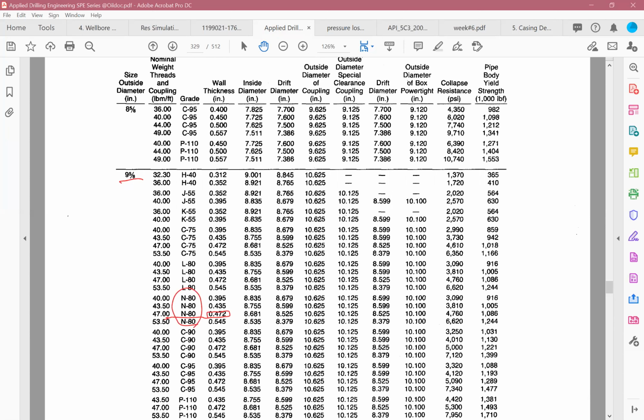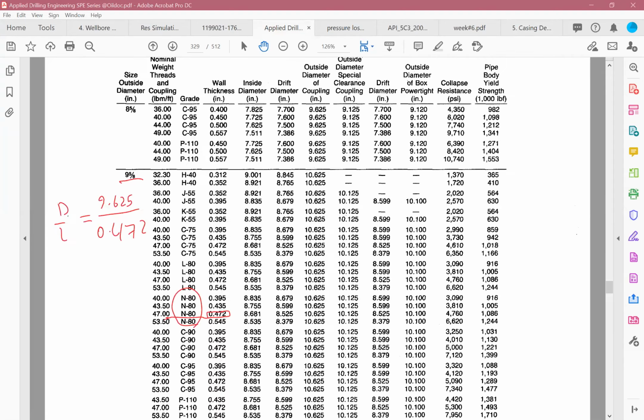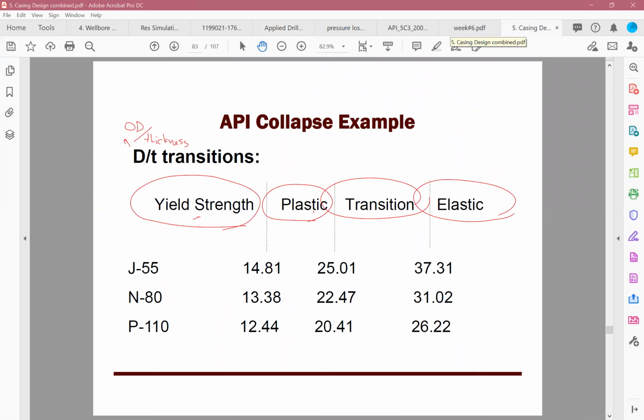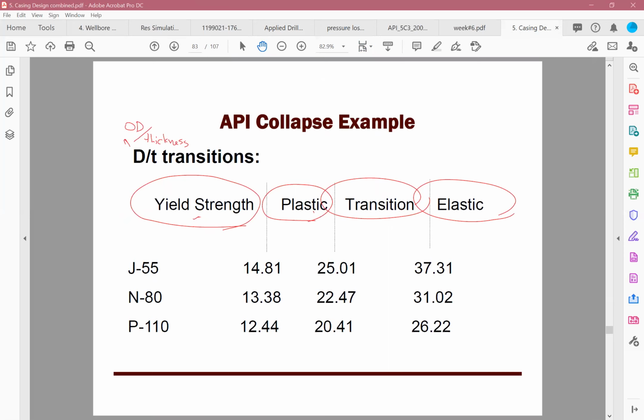And then you know that 5/8 is how much? 0.625. Let me double check that. 5 divided by 8 is 0.625. So this is actually 9.625 inches. You divide it by 0.472. That is D/T ratio. Make sense? So once you calculate D/T ratio, for this specific casing, I think it's given to us. This is 20.39. If you divide these two numbers to each other, 20.39, you should see where it falls.